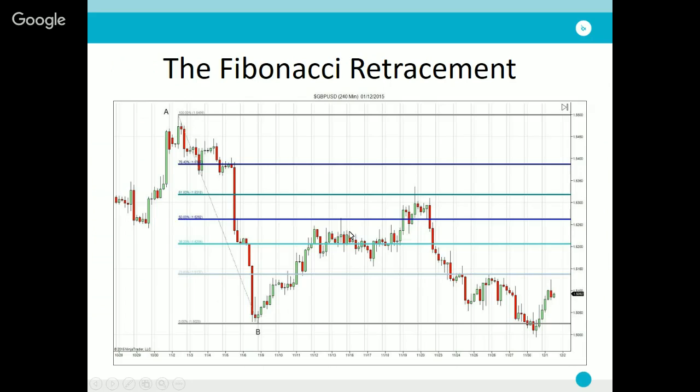So this is an example of where I would be identifying confluence, a clear structural level in line with a key Fibonacci level and a price action signal to boot. So this is a nice signal to use as an example.